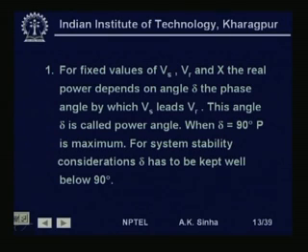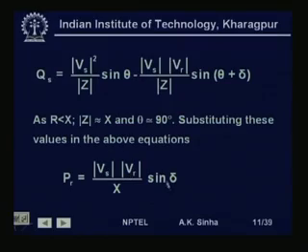When delta is equal to 90 degrees, P is maximum, that is the maximum power that can be transmitted through this system. When delta is 90 degrees, sin delta is equal to 1, and then the maximum power that can be transmitted is Vs Vr by X.